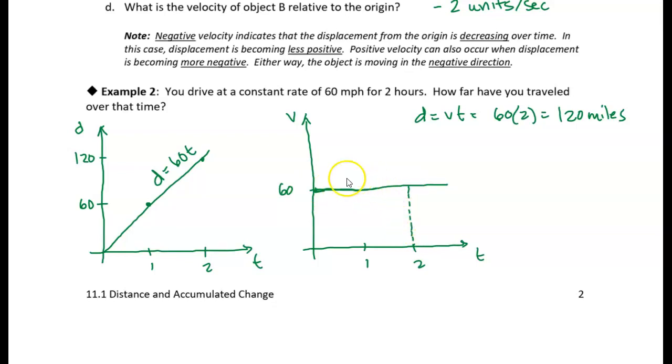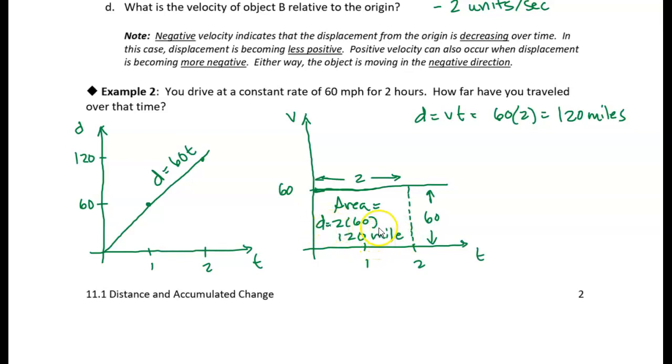But we can also recognize that we can represent the distance as the area under the velocity curve, right? If you look at this, it's just a rectangle. The width here is 2 units, and the height here is 60. So to find the area, it's just 60 times 2. So the area equals 2 times 60, which is 120. And that is the distance.